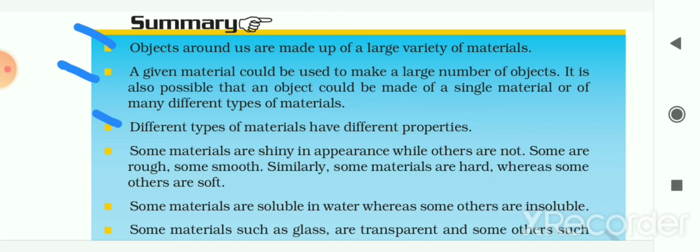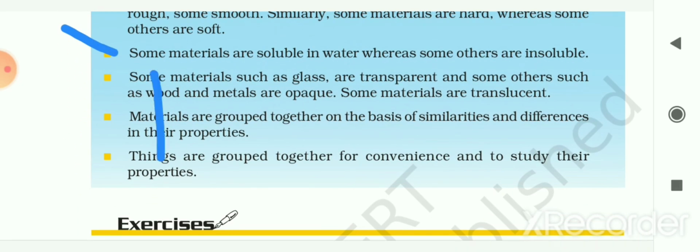Then we saw that different types of materials have different kinds of properties. Some materials are shiny in appearance while others are not, and some are rough, some are smooth. Similarly, some materials are hard whereas some materials are soft. Some materials are soluble in water whereas others are insoluble. Materials such as glass are transparent, and some others such as wood and metals are opaque. Some other materials are translucent, that is, paper or oily sheet of paper, frosted glass.